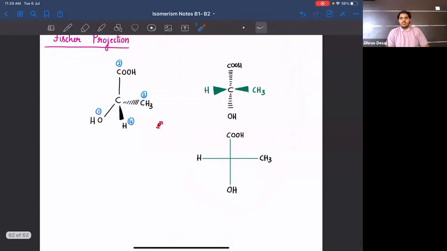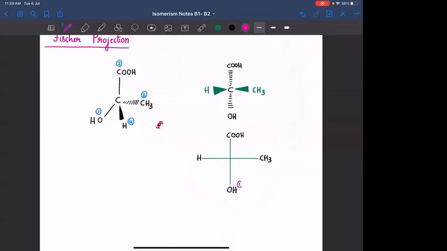Okay. Again, let us see the priorities. If this is 1, this is 2, this is 3, this is 4. Whenever you are assigning RS configuration, the lowest priority group must be away from you. The groups on the vertical line are away from you. The groups on the horizontal line are coming towards you. Where is the lowest priority group? It is present on the horizontal line.